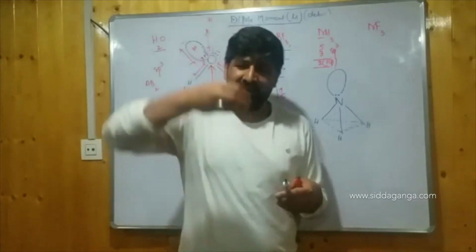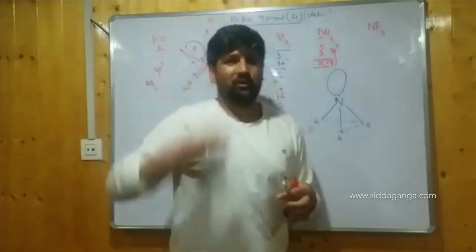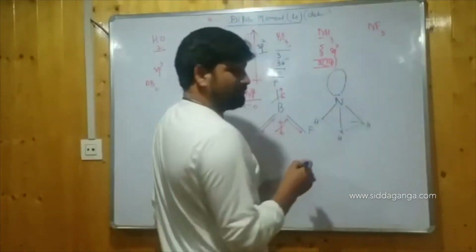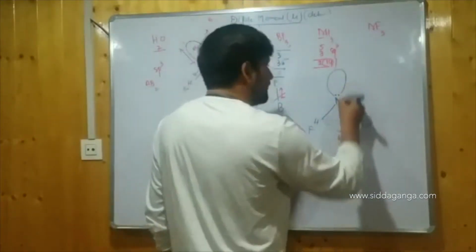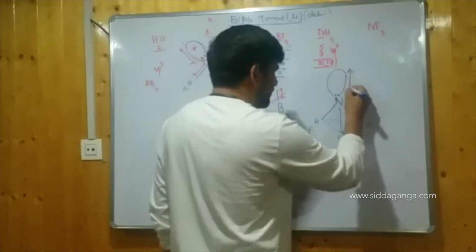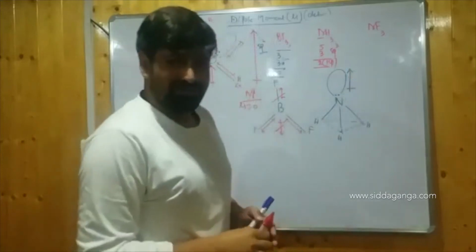Is it clear or not? And on the top of it, what is sitting? Lone pair of electrons. Yes, I proved it a while earlier. What is the direction of dipole for a lone pair of electrons? Away from the atom holding it, right? So this one will be the direction of dipole. Correct or not? Upwards. Yes or no?